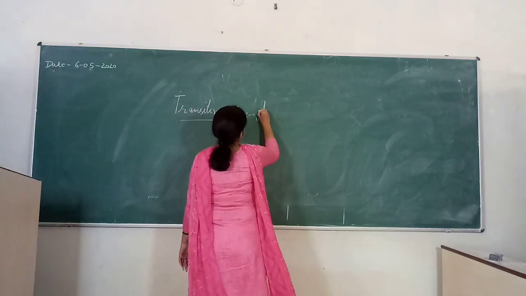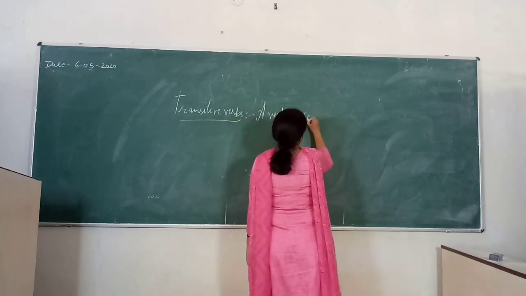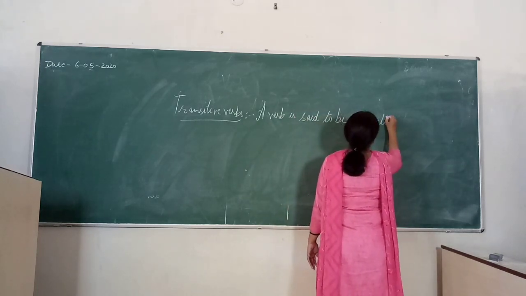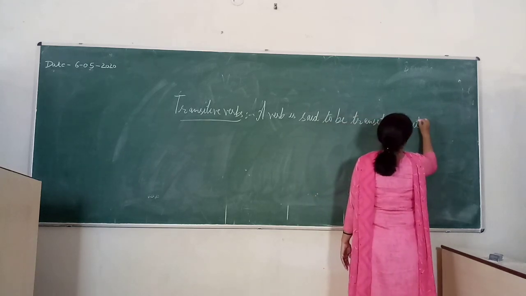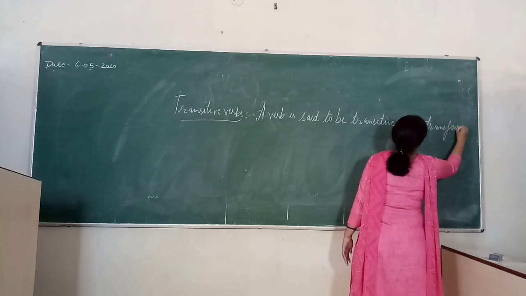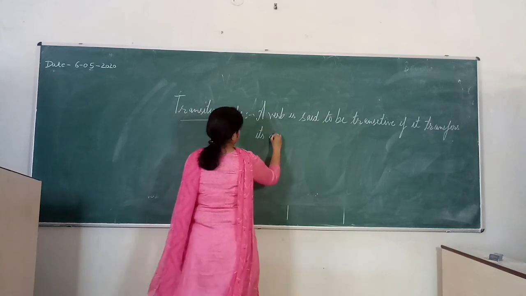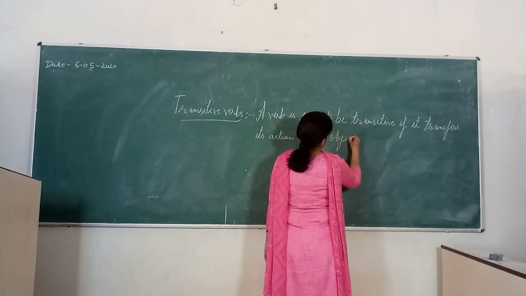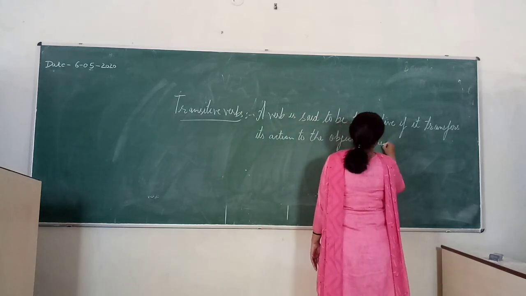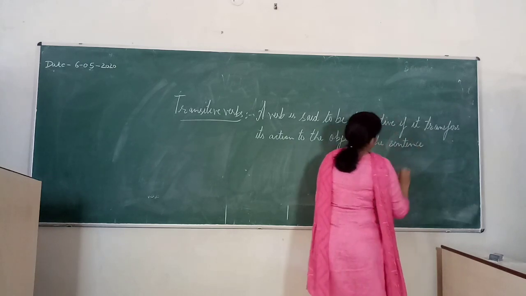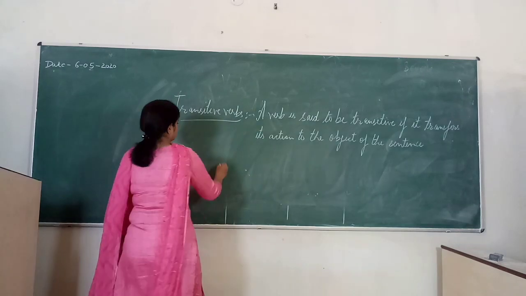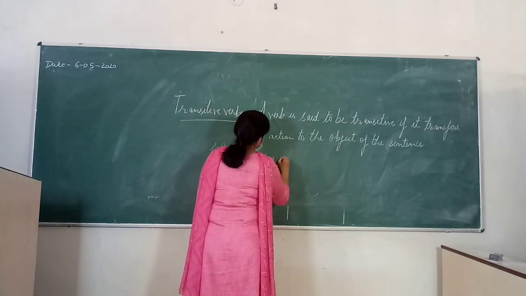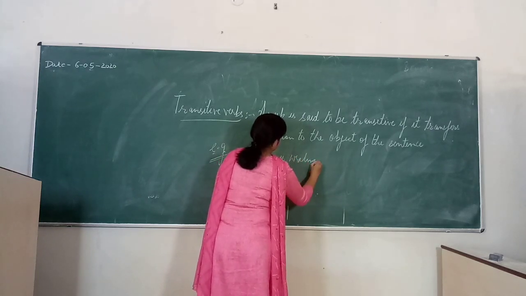Its definition is: a verb is said to be transitive if it transfers its action to the object of the sentence. An example with regard to this is, for example, Ram is writing a letter.